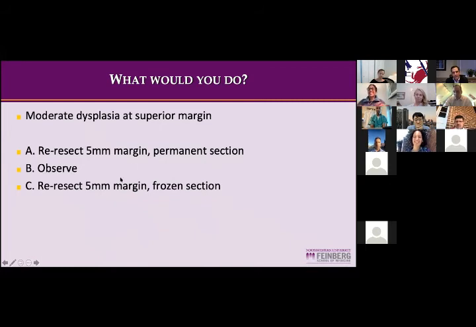Interesting. So I'm glad I asked a more controversial question. Does anybody want to talk about their rationale for any one of the choices that they chose? I think that's a great question.